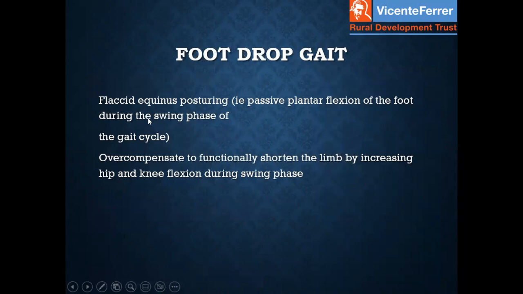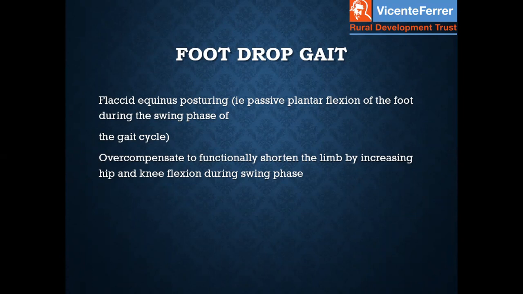So in foot drop gait, what happens? There is a flaccid equinus posturing, and there will be passive plantar flexion throughout the swing phase, and dorsiflexion is possible. So obviously there is no spasticity anywhere, but rather there is a dorsiflexor weakness.